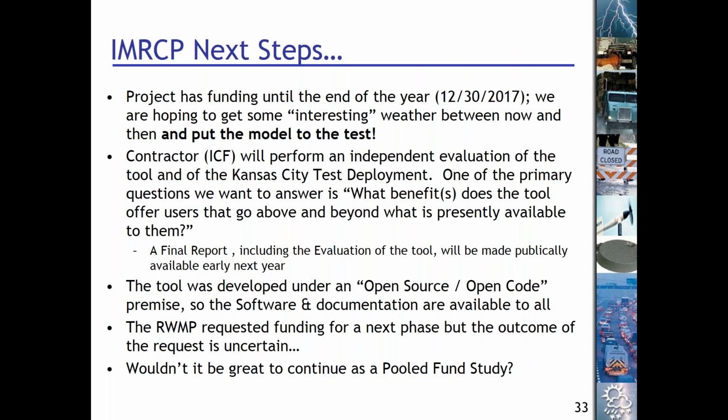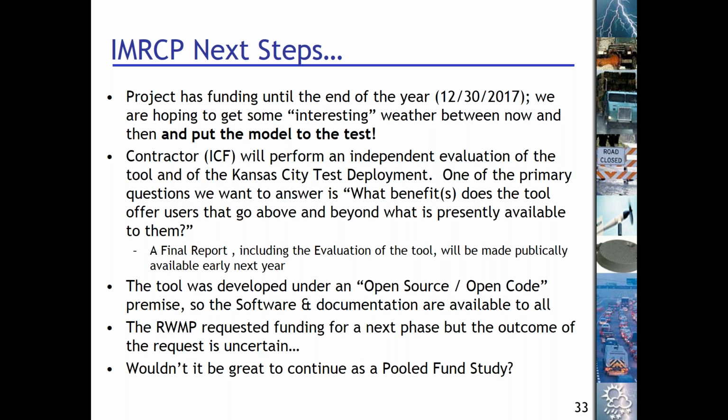So what's happening now? The project has funding until the end of this year. We're hoping to get some interesting weather between now and the end of the year, December or so, and really put the model to the test, see how these algorithms of the model work. We hired a contractor, ICF, who will be performing an independent evaluation of the tool of the Kansas City test deployment. One of the primary questions that we want to answer is, what are the benefits?